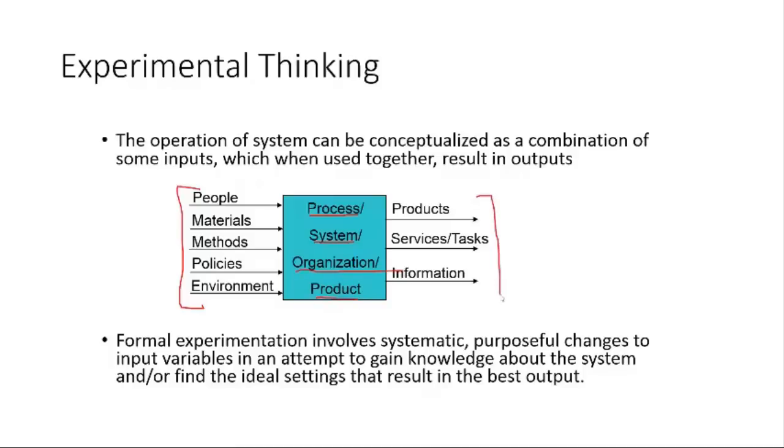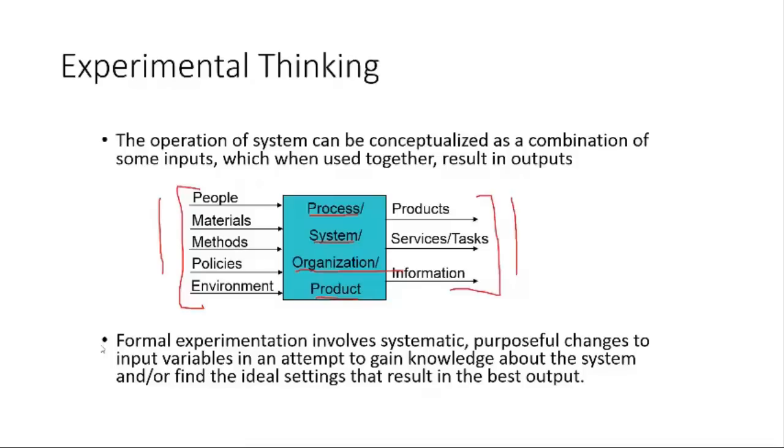And typically, what are the outputs you're interested in? The result of this black box could be that some products are being created, and you can measure these products and therefore measure how good or bad they are. The output could be some services or tasks that are created by this black box, and again, you should be able to evaluate the output. And the third is a little bit more abstract, which is that some information is getting created. Again, as long as you can quantify these outputs and quantify the inputs, you have a system whereby there is scope for experimentation. So formal experimentation, what is it, and how is it different from just observing data and analyzing it?